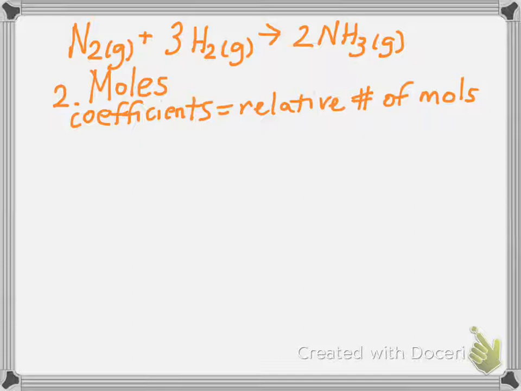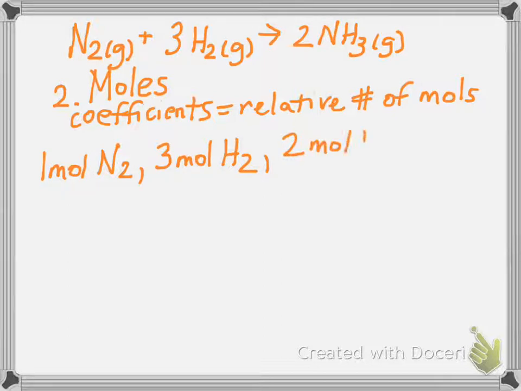So when I look at this equation, because my coefficient on nitrogen is 1, I'm going to say I have 1 mole of nitrogen. Because my coefficient on hydrogen is 3, I'm going to say I have 3 moles of hydrogen. And so 1 mole of nitrogen reacts with 3 moles of hydrogen to produce, because my coefficient is 2, 2 moles of ammonia. Okay, so that's how I would interpret that.